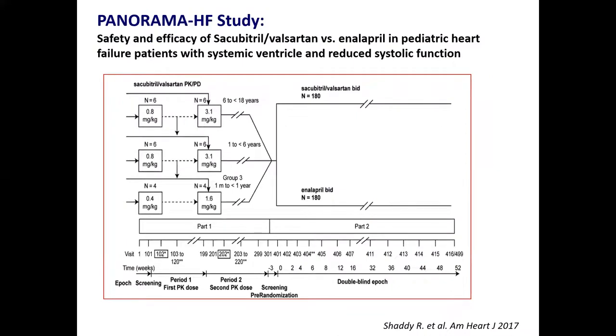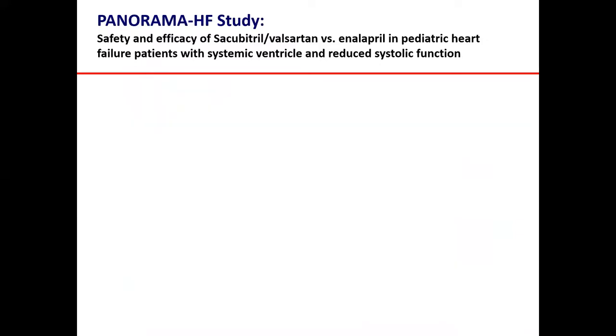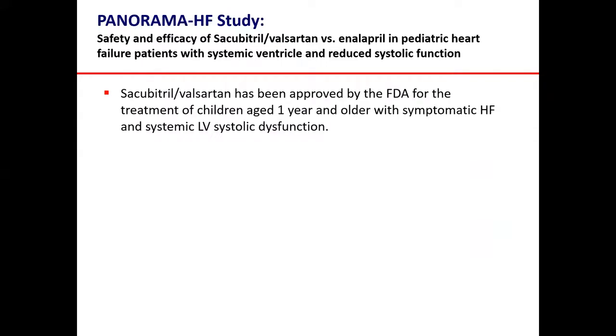This is a study I was talking of, which is the PANORAMA-HF study of the sacubitril and valsartan combination, which I think adult cardiologists have now started using very often. Now, this trial is actually a 52-week trial. However, we don't have the results completely as of now. But based on its short-term result, this drug has been approved by the FDA for the treatment of children aged 1 year and older who have symptomatic heart failure and systemic left ventricular systolic dysfunction.